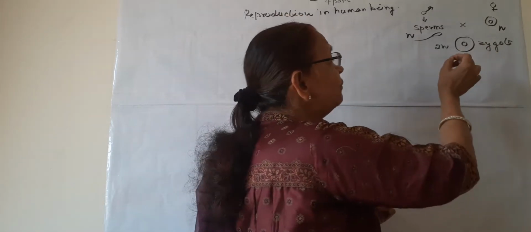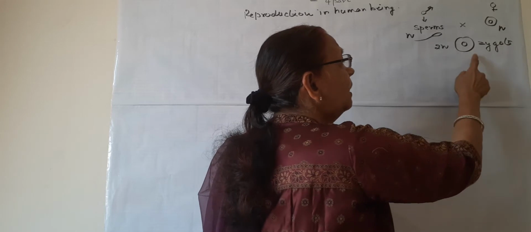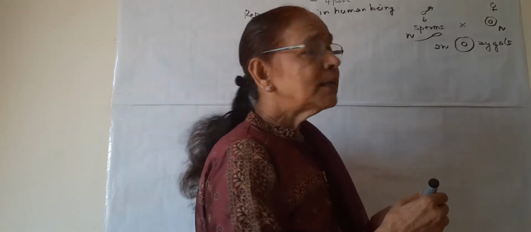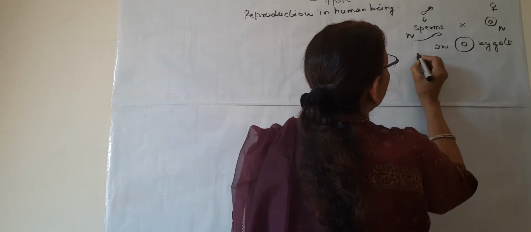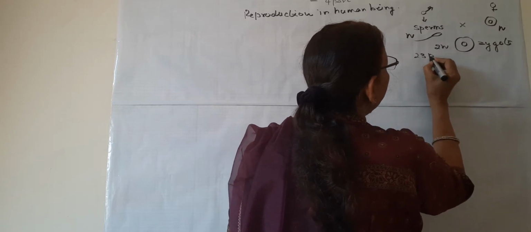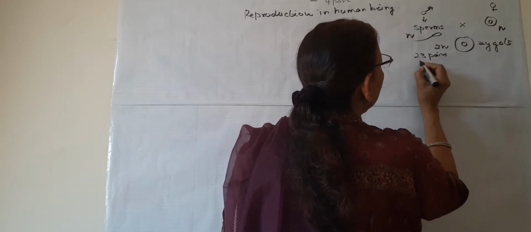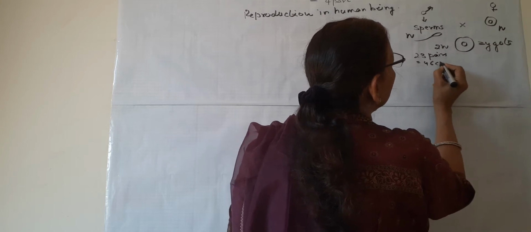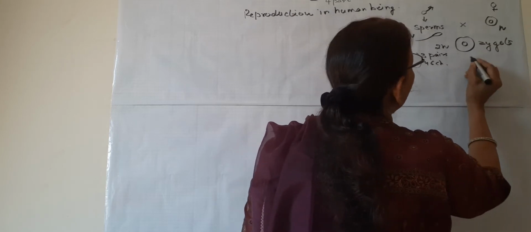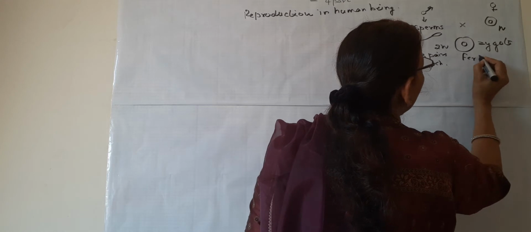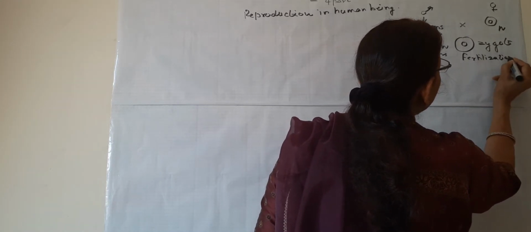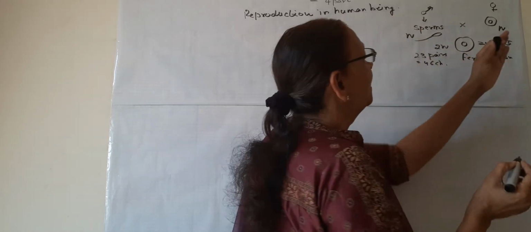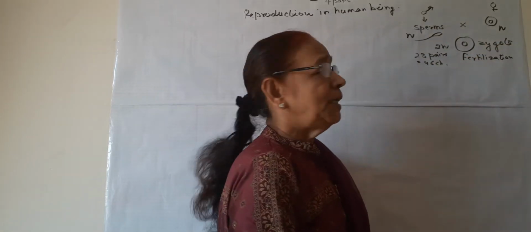When they fuse with each other, again a diploid cell known as zygote is formed, and it again has 23 pairs of chromosomes or 46 chromosomes. And this zygote is the result of fertilization. Fertilization is the fusion of male and female gamete.